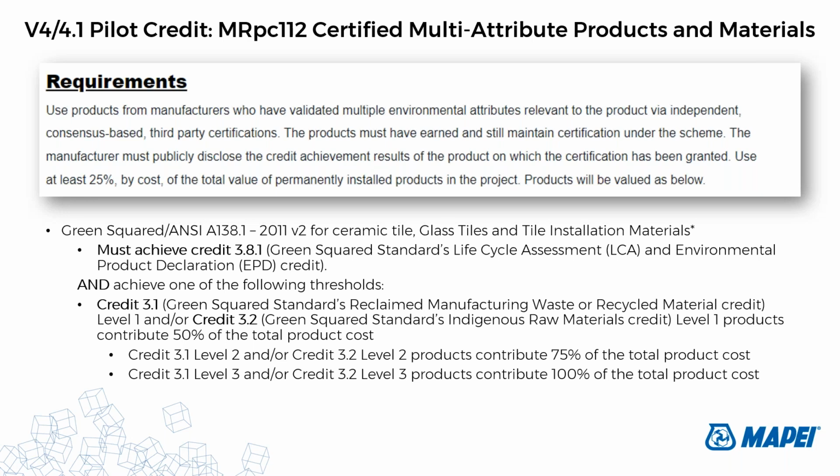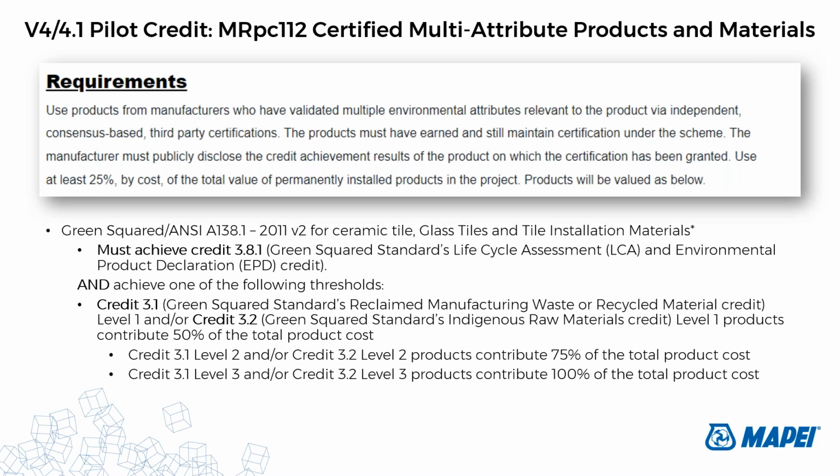that's not listed under the MR credits that we talked about or under the low emitting credit that we talked about. There are various options under this credit. The one specific to tile and tile setting materials is called Green Squared. In order to contribute to Green Squared requirements, project teams should select tile and tile setting materials that have Green Squared certification and specifically have achieved a couple of requirements under the Green Squared standard.